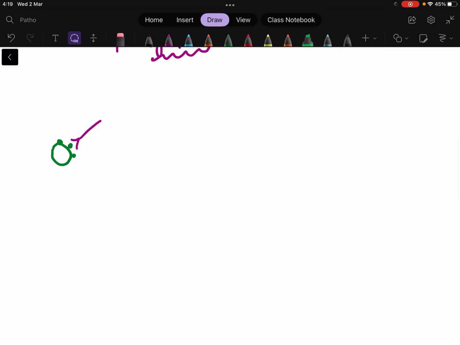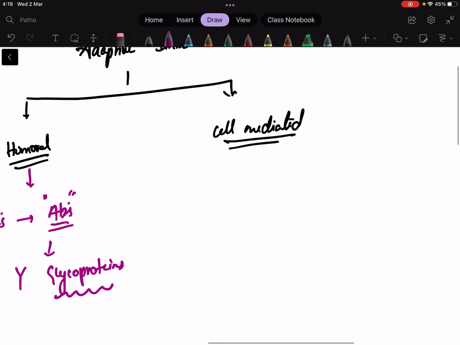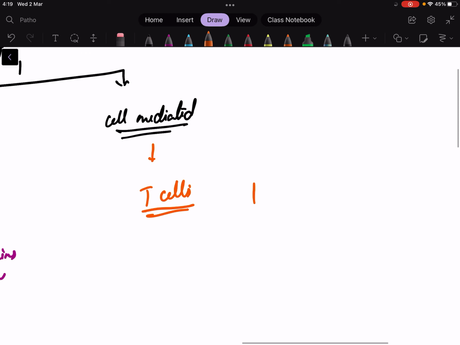And why are they named B cells? Because they are mainly derived from bone marrow. B cells are derived and matured from bone marrow, hence they are called your B cells. Now today the topic is about cell mediated immunity. When we talk about cell mediated immunity, we are mainly talking about your T cells. Okay, T cells, why are they named T cells? Because T cells are derived from your bone marrow.